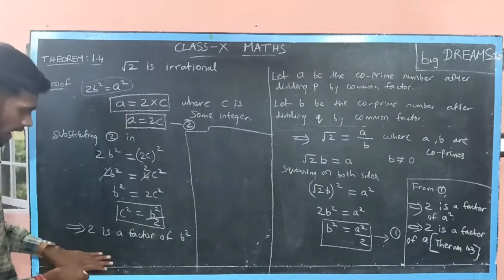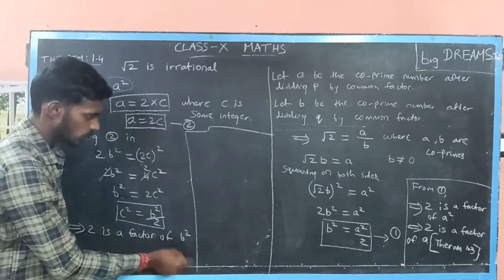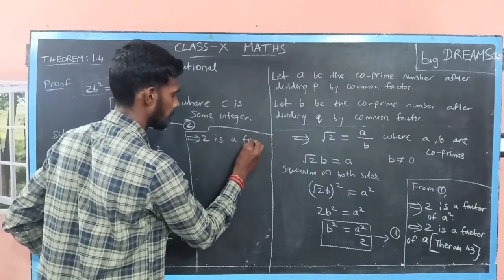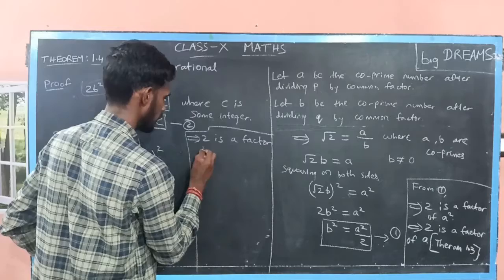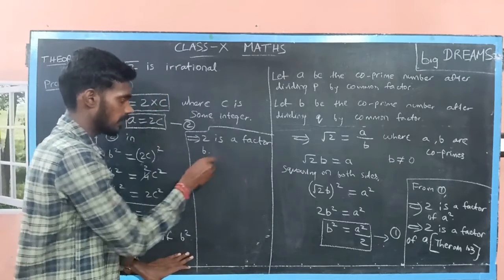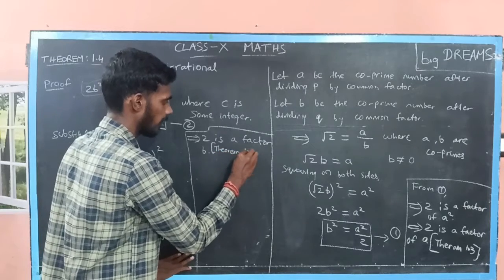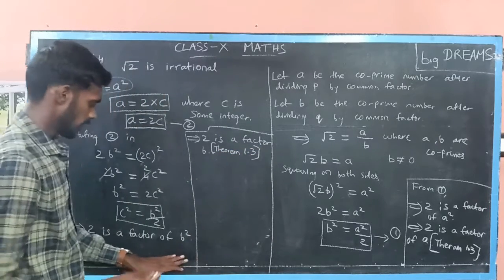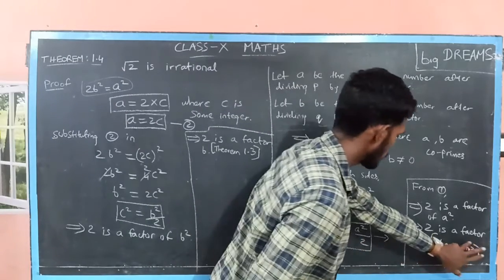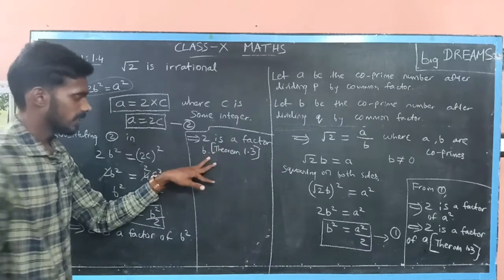So again I am using theorem 1.3. When 2 is a factor of b square, then it must also be a factor of b, right? When 2 is a factor of b square, then 2 is a factor of b according to theorem 1.3. Okay. Now see these deductions. 2 is a factor of A, then 2 is a factor of B.